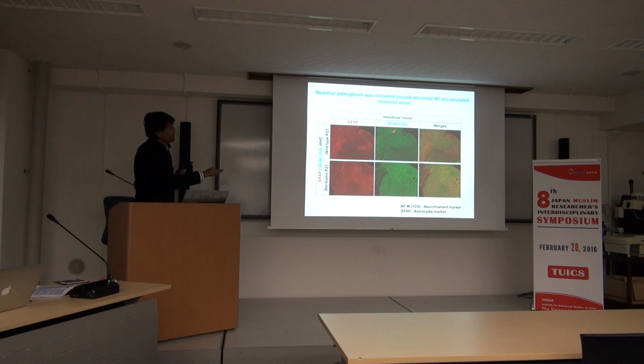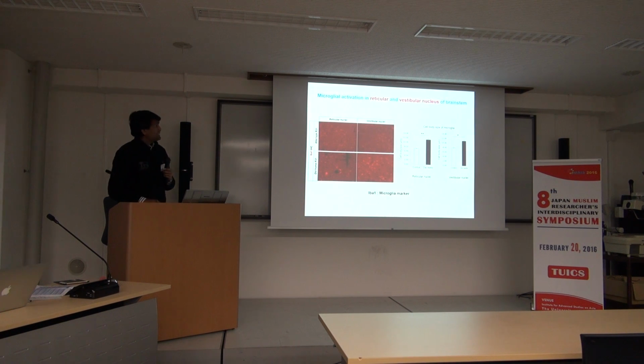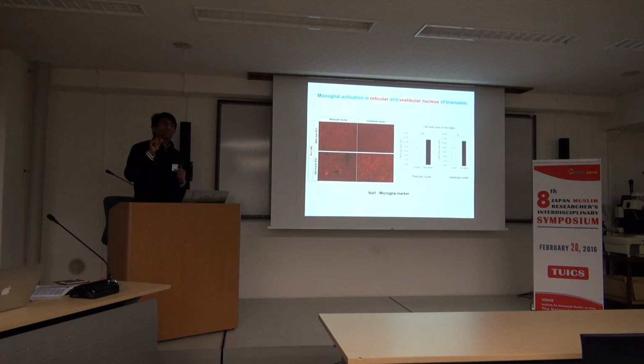As well as in the vestibular nucleus, you can see there are no astrocytes in the wild type and there are lots of astrocytes in the homozygote, and neurofilament accumulation is occurring here as well, which we can easily see. Next I checked, because this is the universal thing, that while astrocytes are activated, microglia should be activated too. So I checked microglia activation in the reticular as well as the vestibular nucleus.